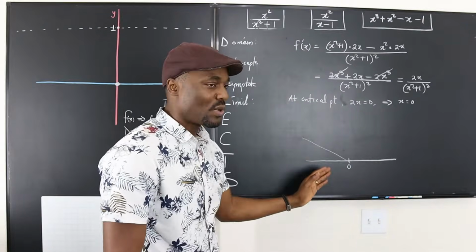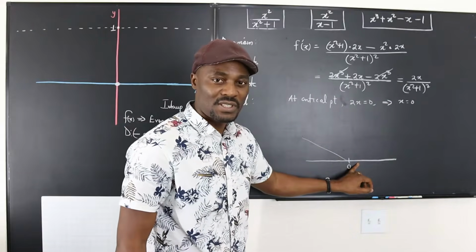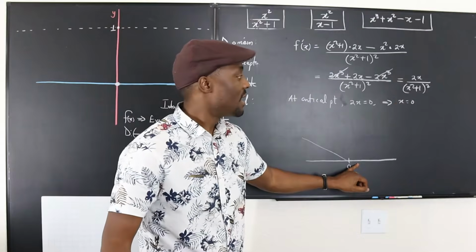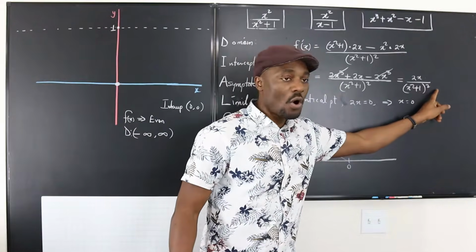Okay? Now let's test what happens after you go beyond 0. If you take a number after 0, a good one is 1, and you put 1 here, your top answer is going to be a positive answer, and this is always positive.